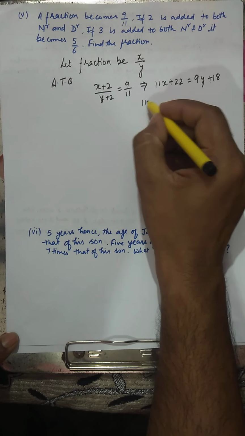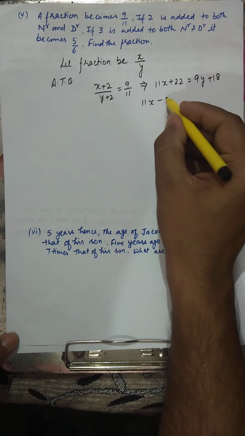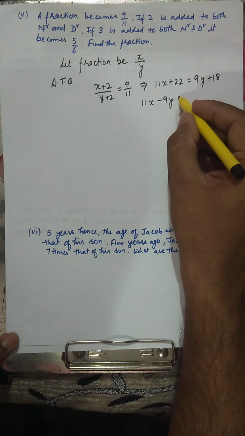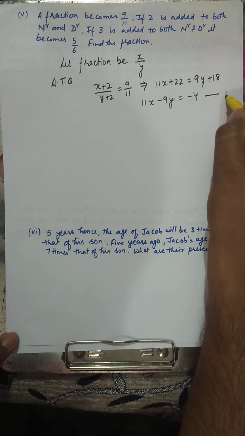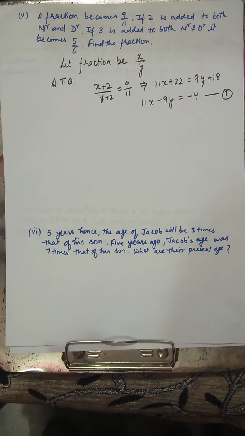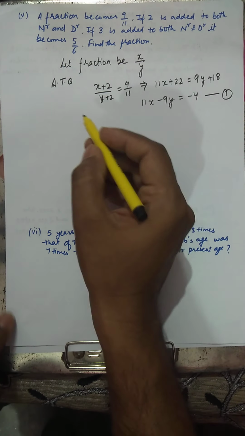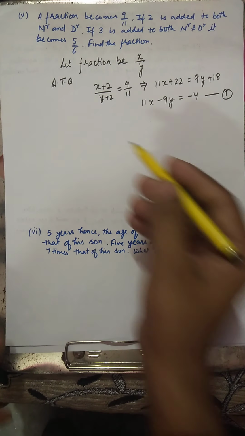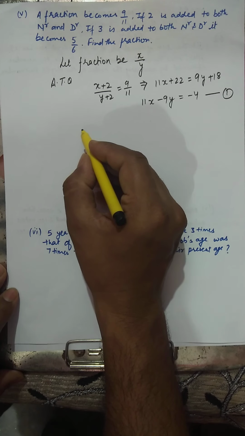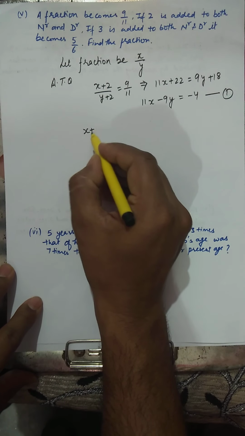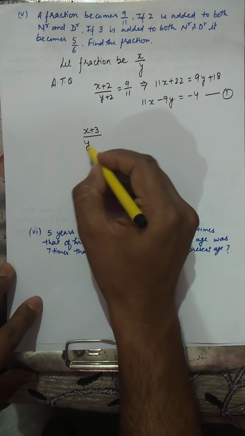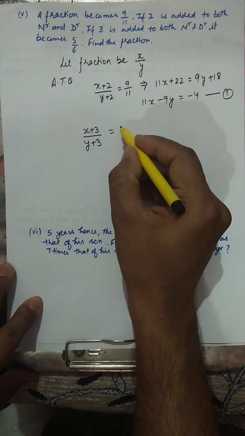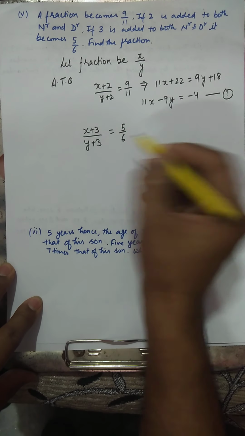So it can be simplified: 11x minus 9y, and 22 will go this side, this becomes minus 4. So mark this equation as equation number 1. Now come to the second condition. If 3 is added to both numerator and denominator, it becomes 5 by 6. So now, according to the question, you are going to add 3 in the numerator and 3 in the denominator. So your fraction is now becoming 5 by 6.